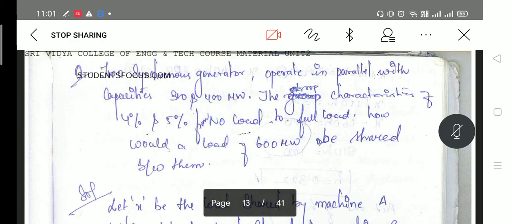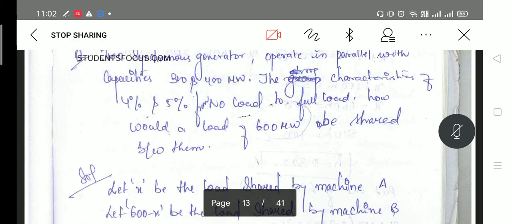Here two synchronous generators are connected in parallel. One generator is 300 megawatts and, parallel to it, another generator is 400 megawatts. The drooping characteristics are 4% for the first machine and 5% for the second machine. The total load is 600 megawatts of power.